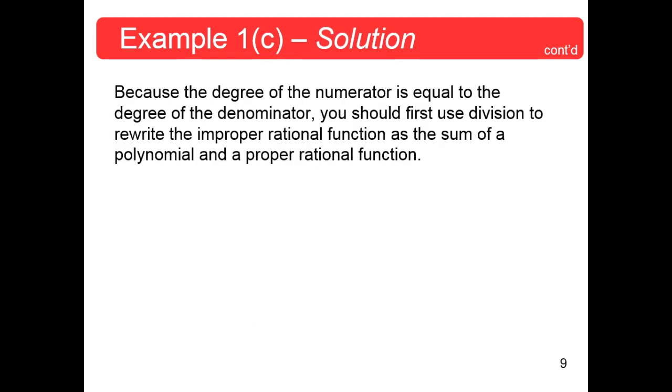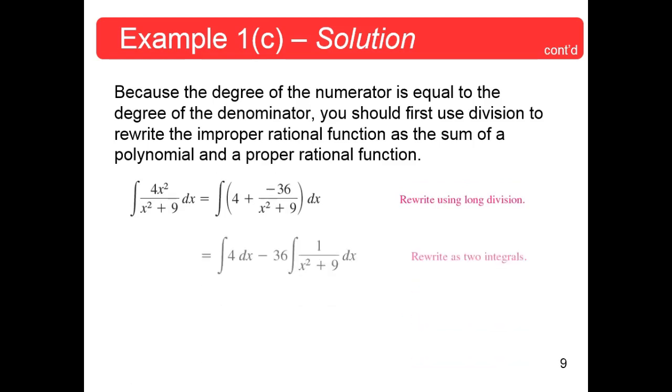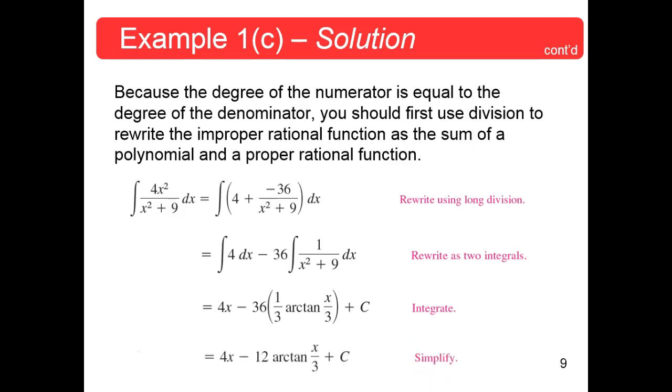Okay. And for c, because the degree of the numerator is equal to or greater than the degree of the denominator, first use division to rewrite the improper rational function as the sum of a polynomial and a proper rational function. That's what we got to. Integral of 4 dx is real simple. Then pull out the minus 36, and you've got your arctangent again. So it's 4x minus 36 times 1/3 arctangent x over 3 plus c, and that'd be 4x minus 12 arctangent x over 3.